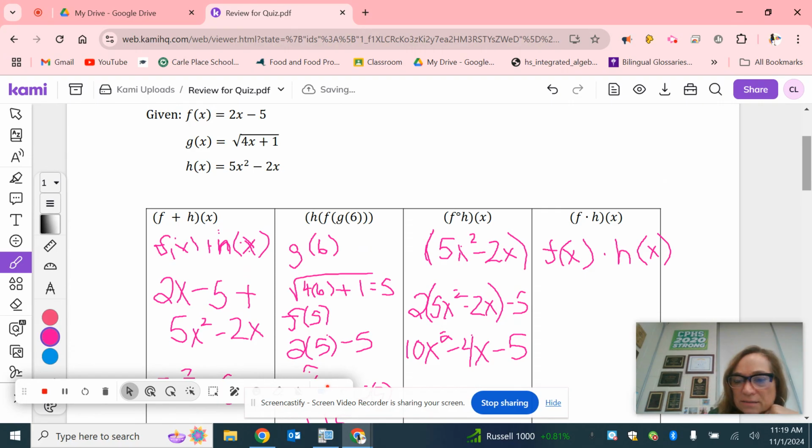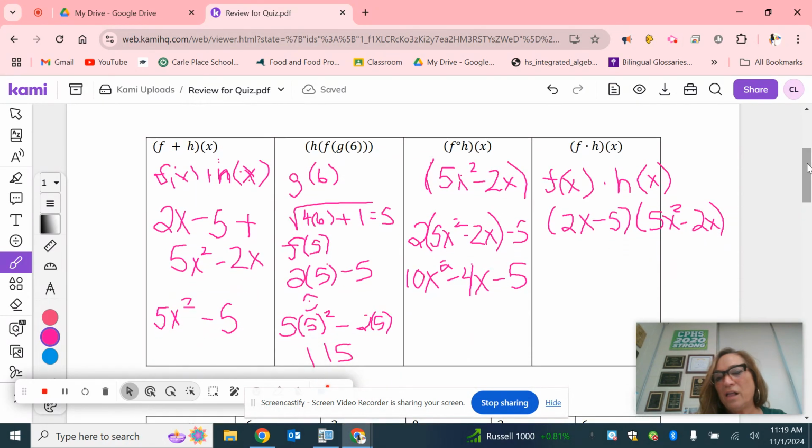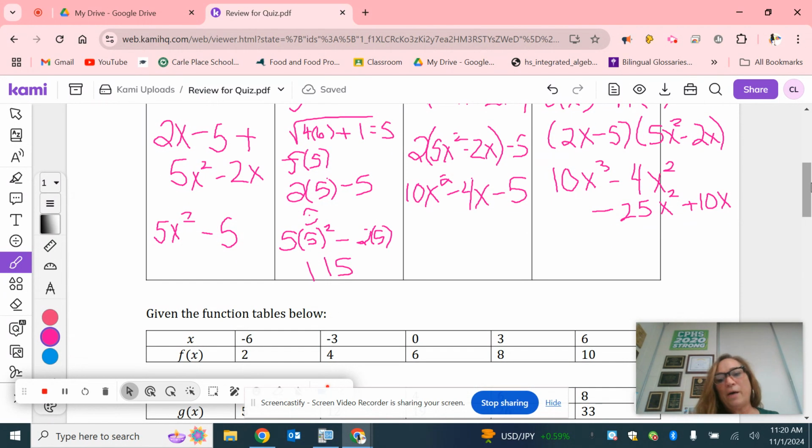Okay, so f of x times h of x. And again, we're using our friend the distributive property, but we're doing it twice. So sometimes we call it double distribute. So that would give us 10x cubed minus 4x squared minus 25x squared plus 10x. And that's just multiplication. And then we simplify or put it in standard form, however you want to think of it. And that becomes 10x cubed minus 29x squared plus 10x.